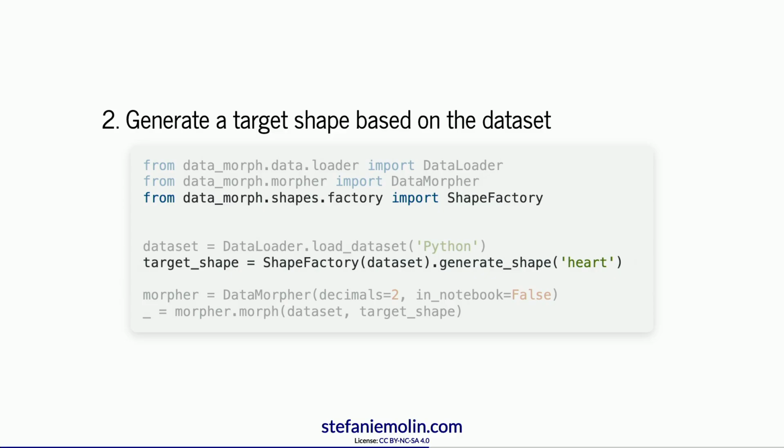So once that data set is defined, then we can create the shape. So the shape doesn't exist without the data set. So in Data Morph, this is done with the shape factory. It's then initialized with the data set. And then it has a generate shape method where you can specify which of the built-in shapes you want to use. So in this case, the heart.